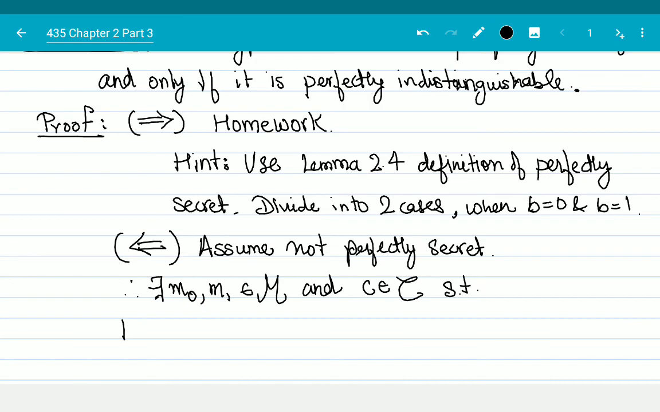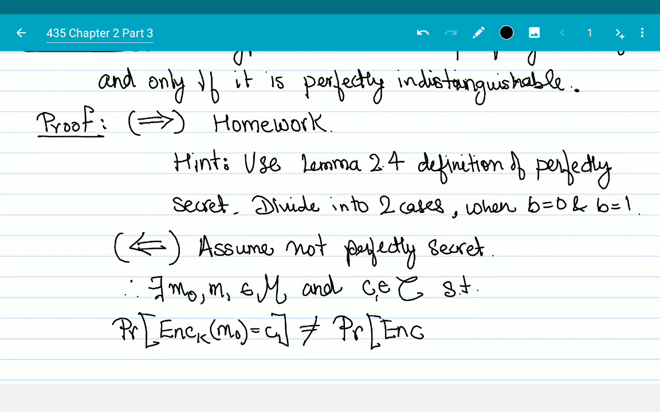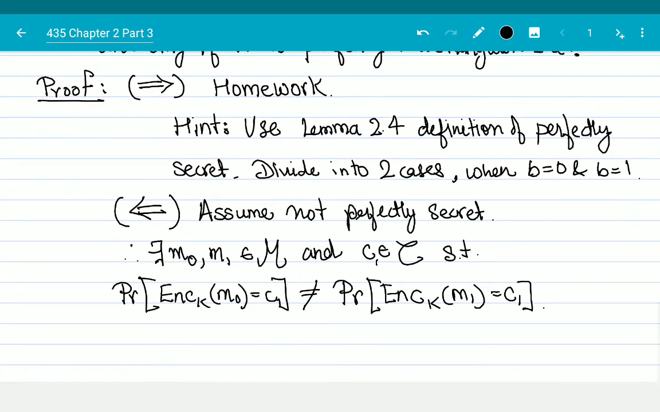well, the probability that the encryption under k of m0 is equal to c, actually, let me call this c1, is not equal to the probability that the encryption of m1 is equal to c1. Okay, so assume there are two such messages.